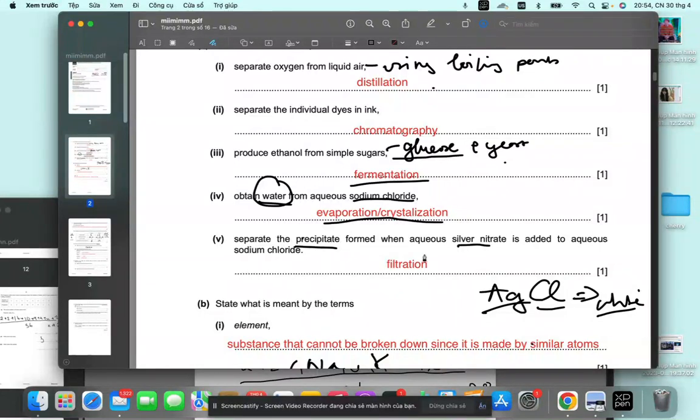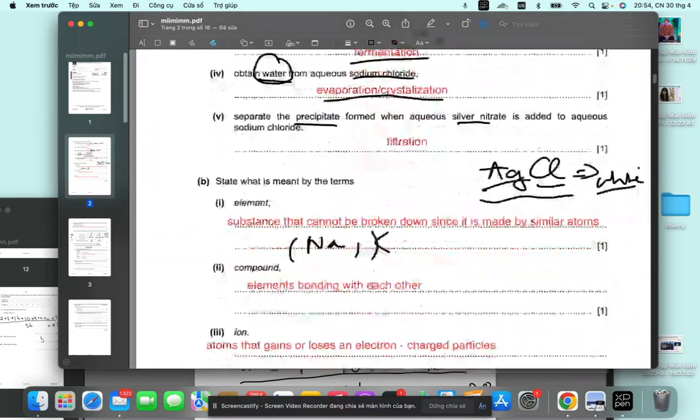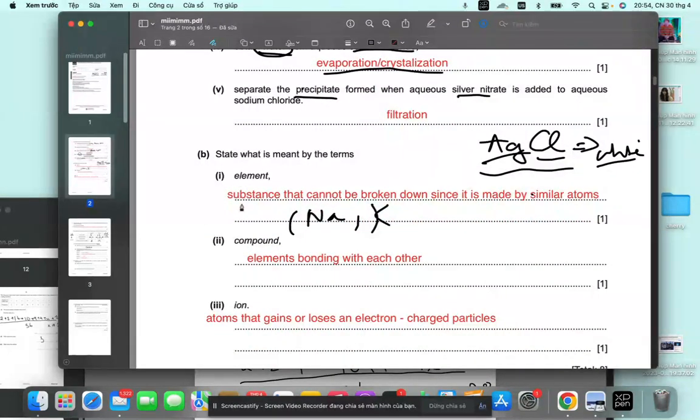Next, a precipitate forms when aqueous silver nitrate meets aqueous sodium chloride. When we have silver nitrate and sodium chloride, we make silver chloride, which is a white precipitate. A precipitate is a solid formed when two solutions combine, and this precipitate is insoluble, so we could use filtration for that.